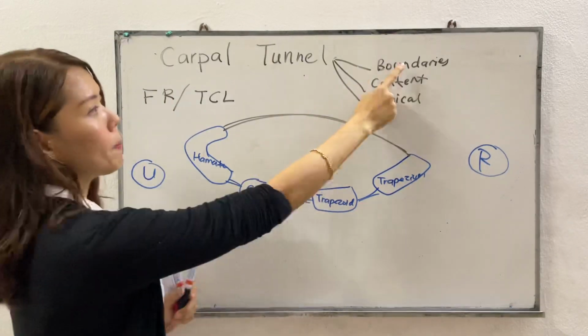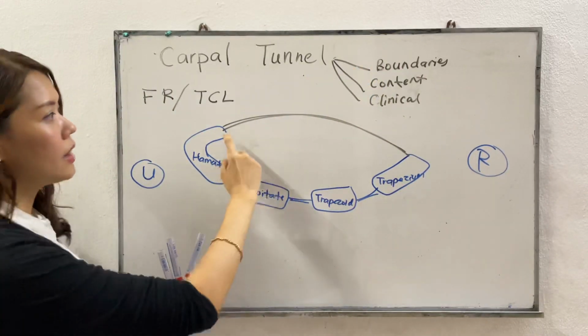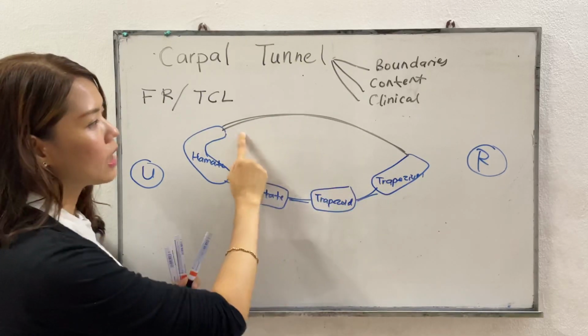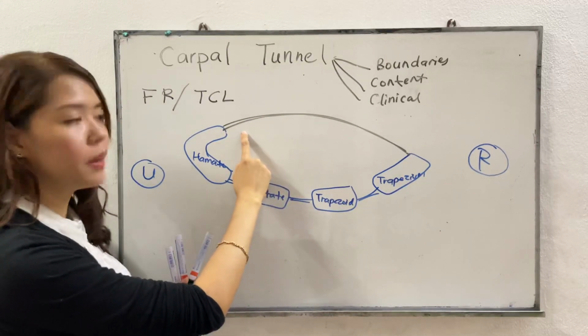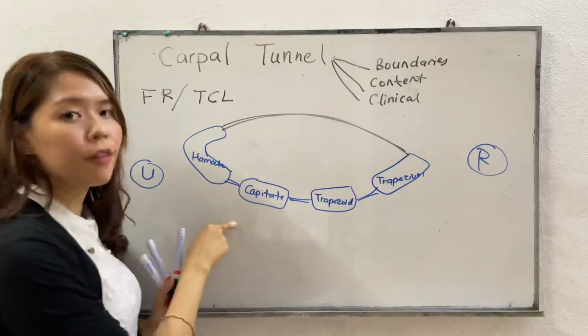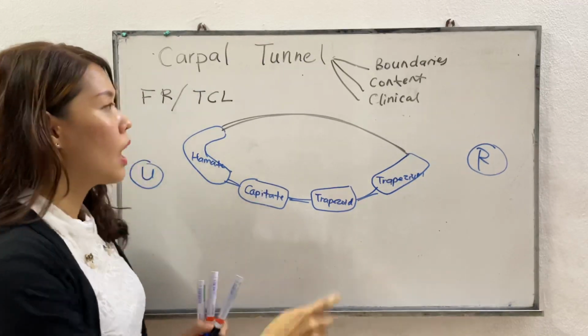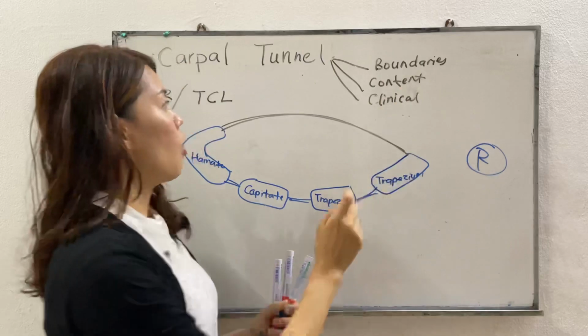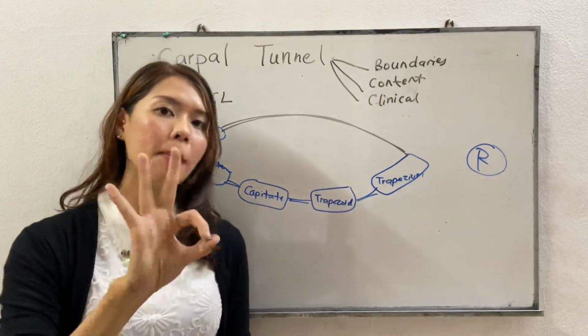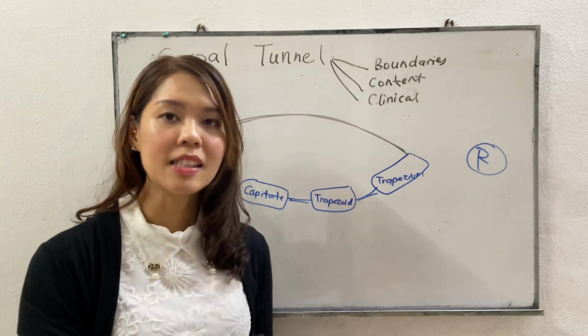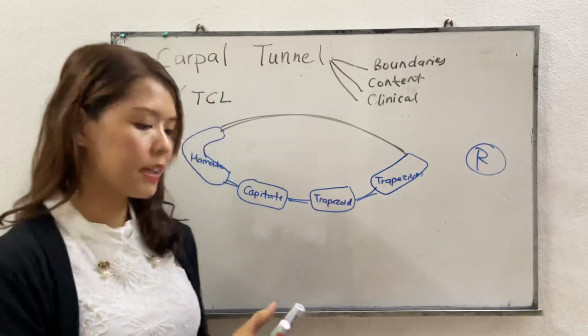So therefore the boundaries of the carpal tunnel are: anteriorly you have the flexor retinaculum or the transverse carpal ligament, and posteriorly you have the carpal bones. Next is the contents of the carpal tunnel. There are three main contents. The first one is the tendon of the flexor compartments.